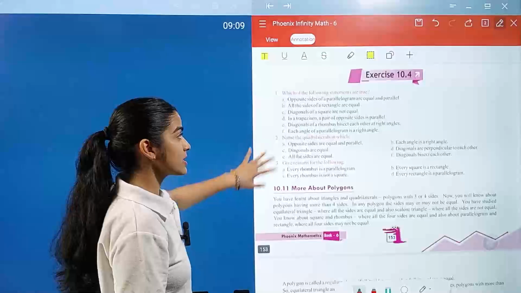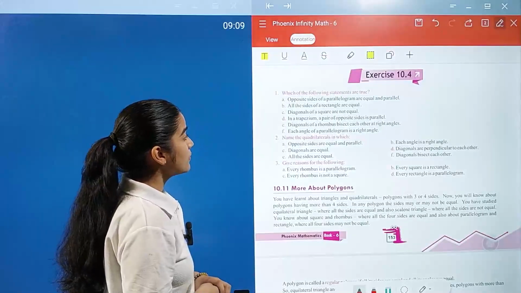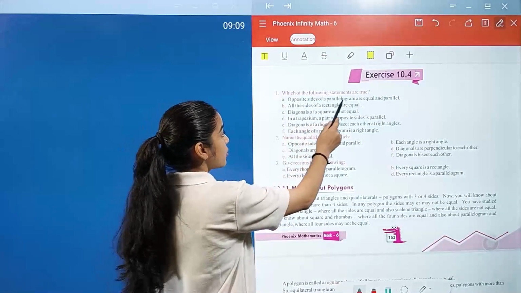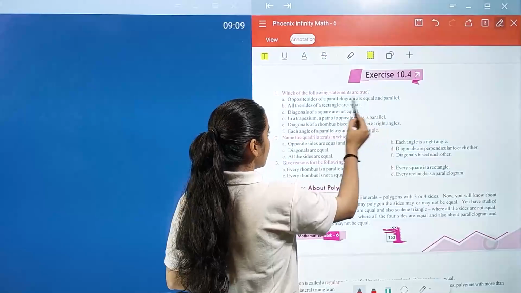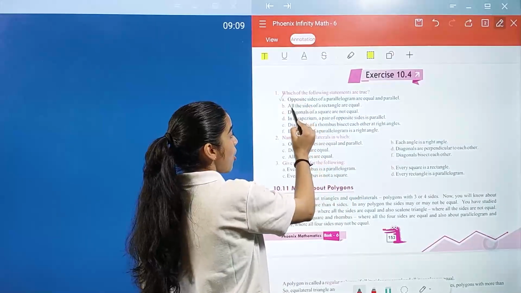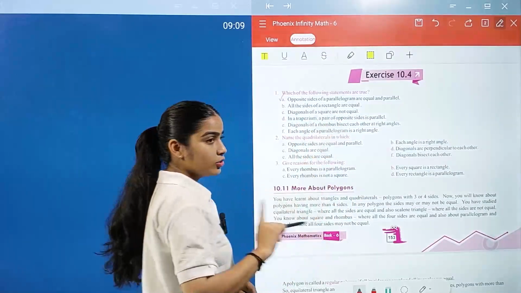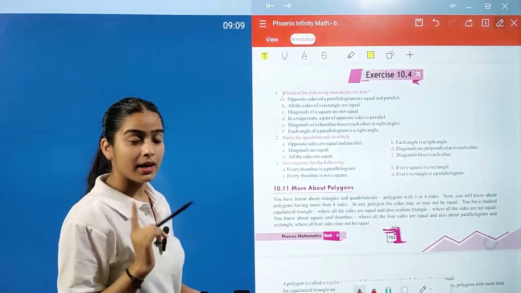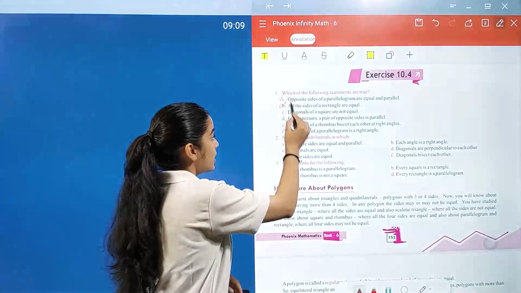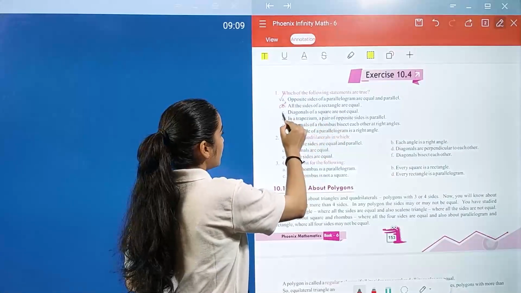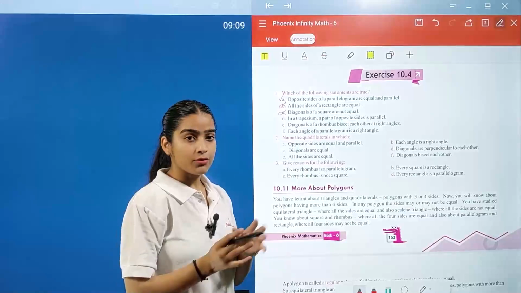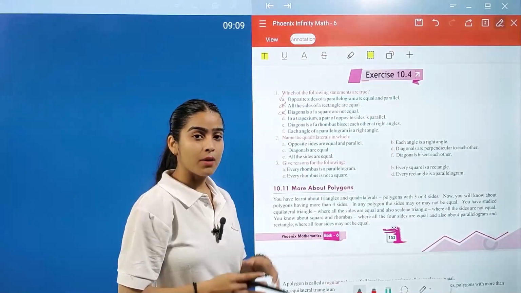Now we have exercise 10.4. Which of the following statements are true? Opposite sides of a parallelogram are equal and parallel to each other? Yes, true. All the sides of a rectangle are equal? No. All the sides of a rectangle are not equal. Diagonals of a square are not equal? Wrong. So in the same way, you have to read out these statements and classify them as true or false.